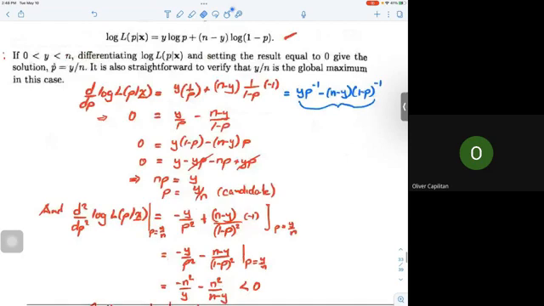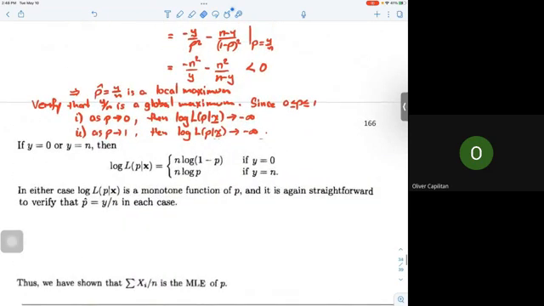Okay? So obviously, the log likelihood function attains its maximum when the value of p is equal to y over n. So this implies now that the p hat, which is equal to y over n, is a global maximum.